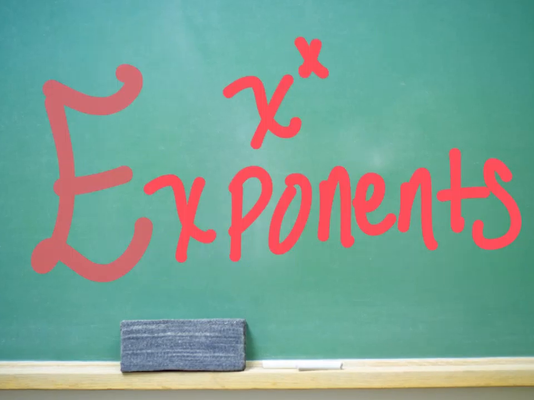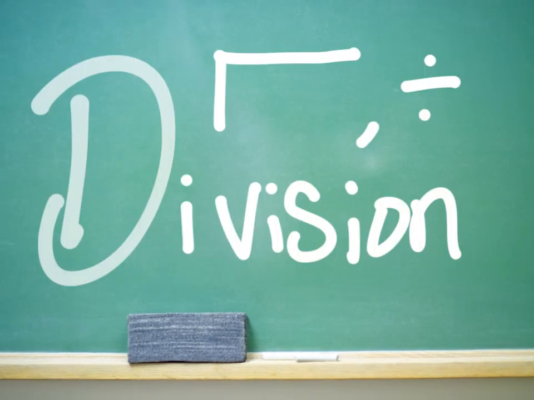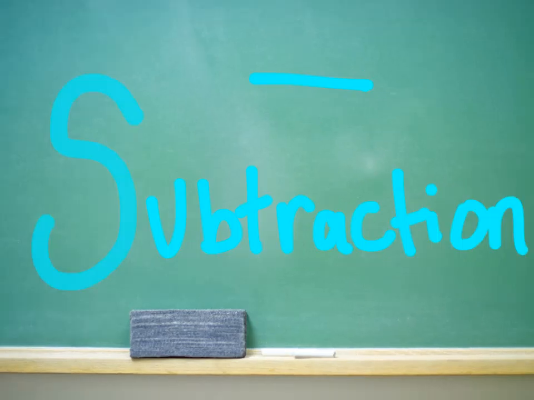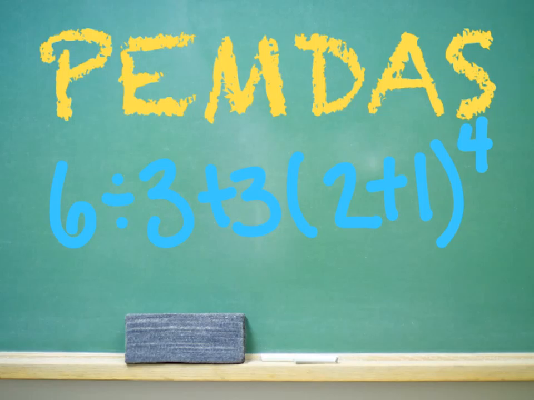Then it goes to exponents. After the exponents, it's multiplication. After multiplication, it's division. After division, it's addition. And after addition, it's subtraction. So we have PEMDAS.